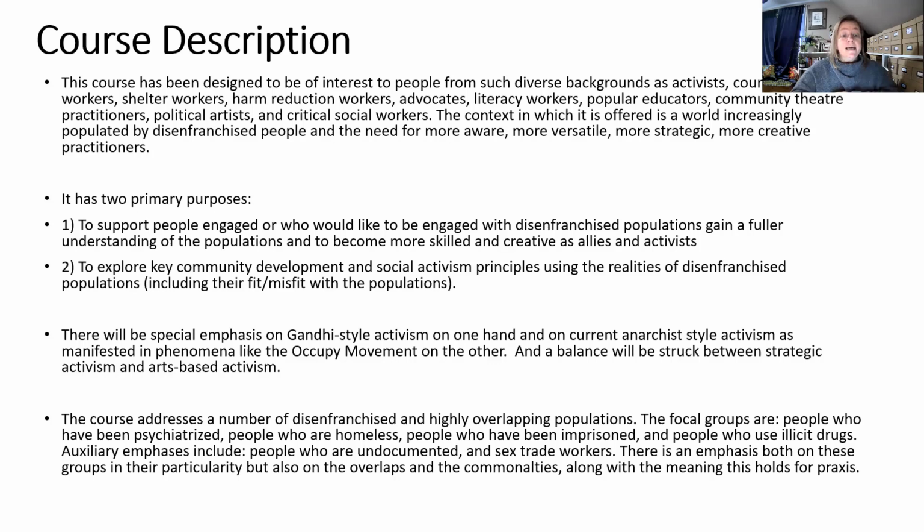The course addresses a number of disenfranchised and highly overlapping populations. The focal groups are people who have been psychiatrized, people who are homeless, people who have been imprisoned, people who use illicit drugs, and there's an auxiliary emphasis on people who are undocumented and sex trade workers. There's an emphasis on both these groups in their particularity, but also on the overlaps and commonalities, and the meaning that this holds for praxis.